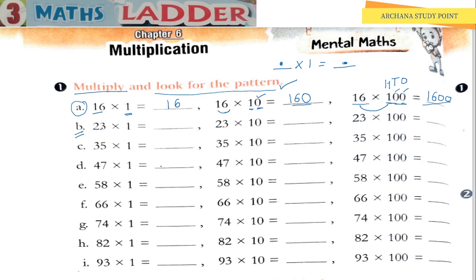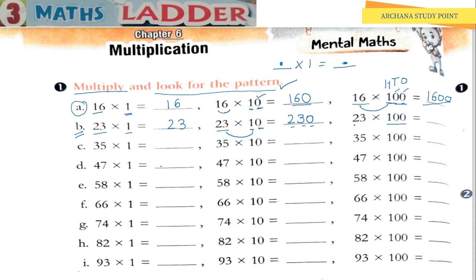Similarly, let's look at question number B. It says 23 multiplied by 1. Any number multiplied by 1 will give you the number itself, which is 23. Very good. And now when I again multiply 23 with 10, first of all I'll multiply 23 with 1 which will give me 23. And since I have 1 zero at the ones place, I'll put 0 at the end of 23 also, which will make it 230.